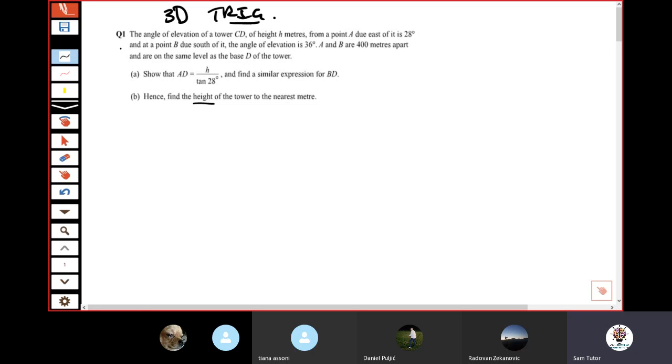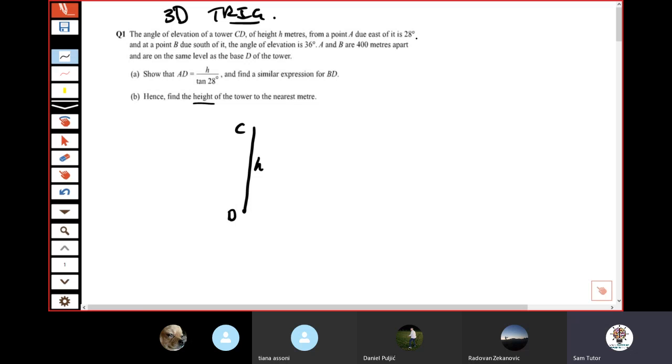So let's have a read. The angle of elevation of tower CD of height h meters from a point A due east of it is 28 degrees, and at a point B due south of it, the angle of elevation is 36 degrees. Now, when I'm reading this, I usually try to stop after one piece of information. So if I see it says the angle of elevation of a tower CD, I would usually draw a tower. There it is. And I can see it says D is the base, and that would be C. Height h. And then I'll continue.